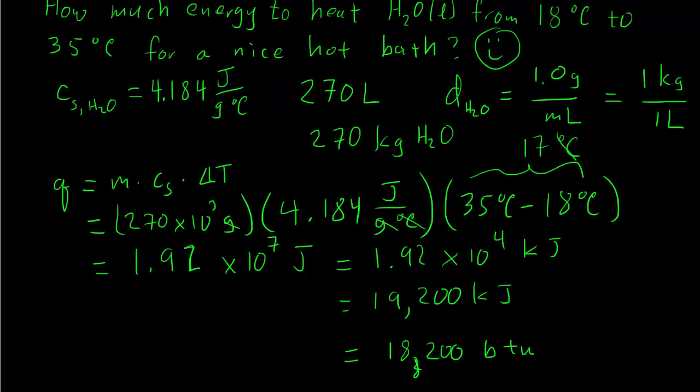So a typical hot water heater for a house might have a heating capacity of somewhere between 32,000 and 40,000 BTUs per hour. So that'll tell you how many bathtubs full of water you could heat per hour with your particular hot water heater. So there's a very useful calculation. We've calculated how much heat energy would be required to heat water up.